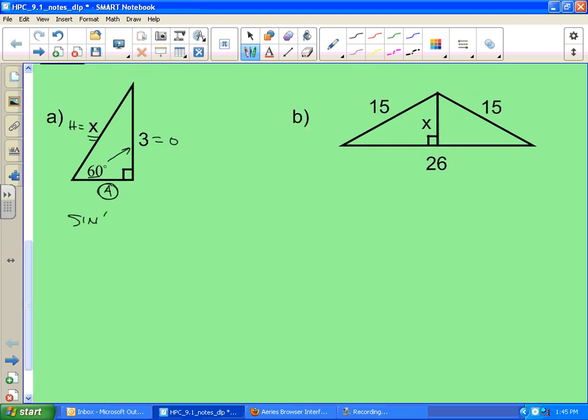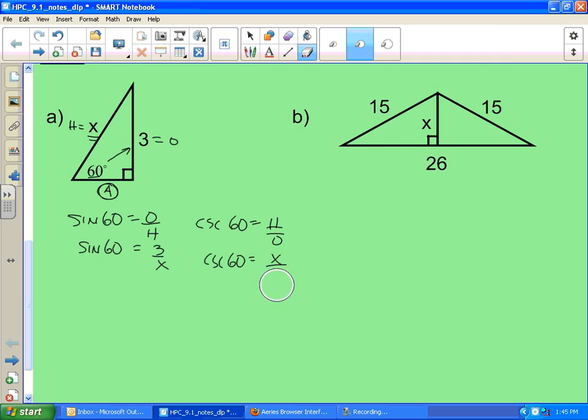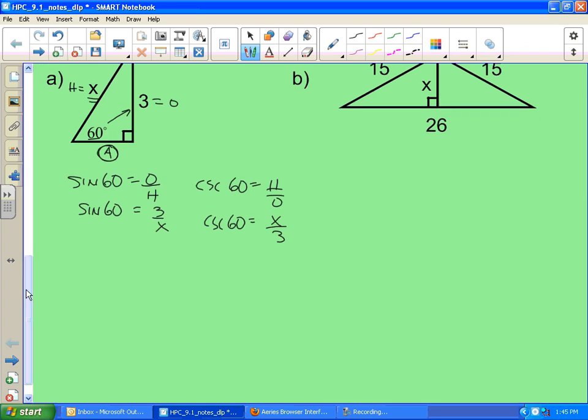So the sine of 60 is opposite over hypotenuse, which means we're setting up 3 over x, or the cosecant of 60 is equal to an H over an O, x over 3. The only deal with the reciprocal functions is that we don't have those functions on the calculator. So that's why we usually defer to sine, cosine, and tangent. Okay, watch this, it's going to freak people out for whatever reason. x is equal to 3 over the sine of 60.